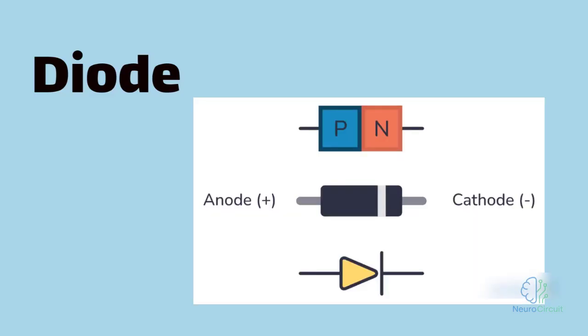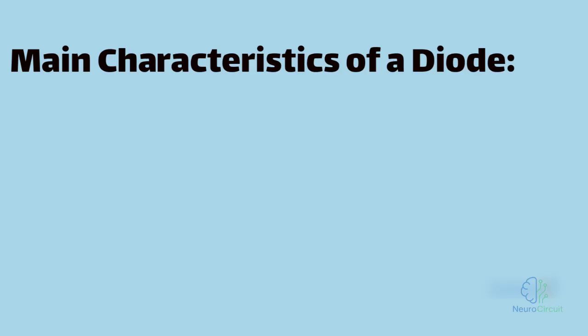What is a diode? A diode is an electronic component that allows electrical current to flow in only one direction and prevents current from flowing in the reverse direction. In other words, a diode functions as a one-way switch. Diodes are made up of different types of semiconductors, P-type and N-type, that are joined at the point known as the P-N junction.